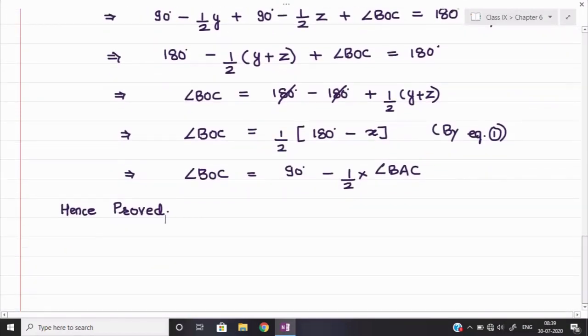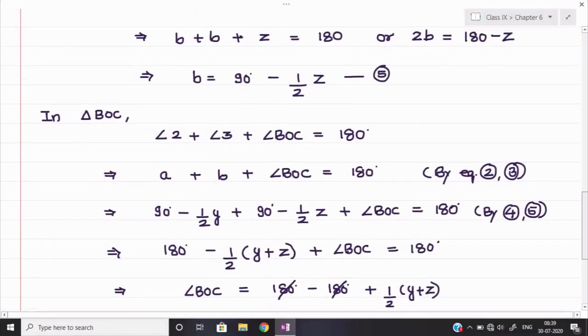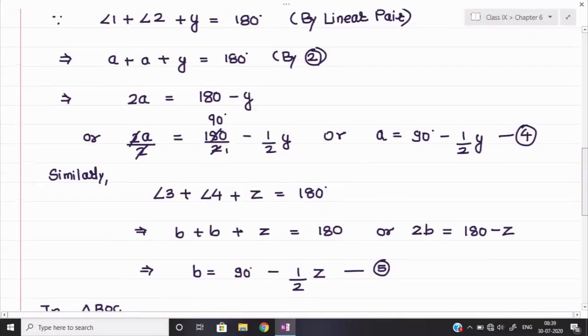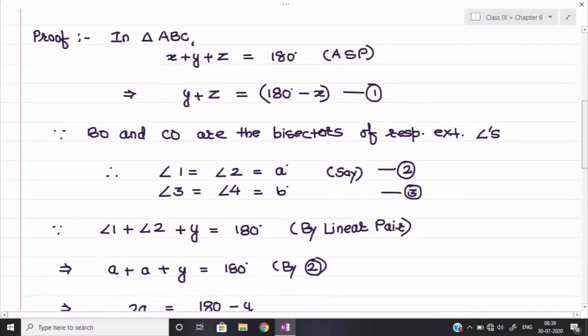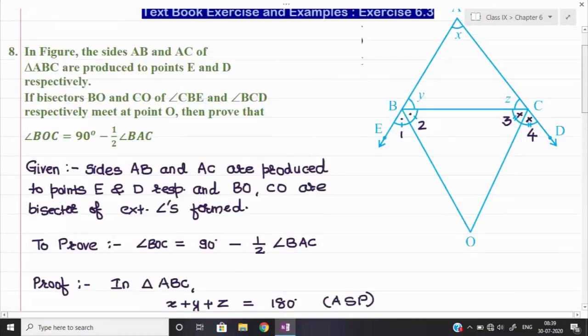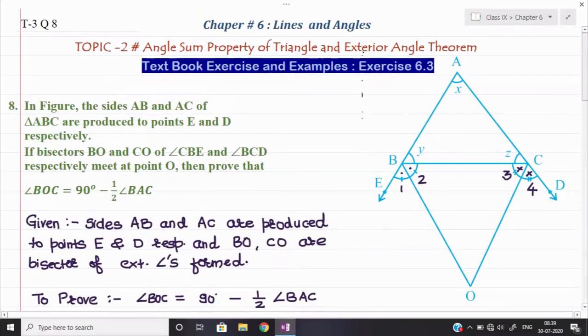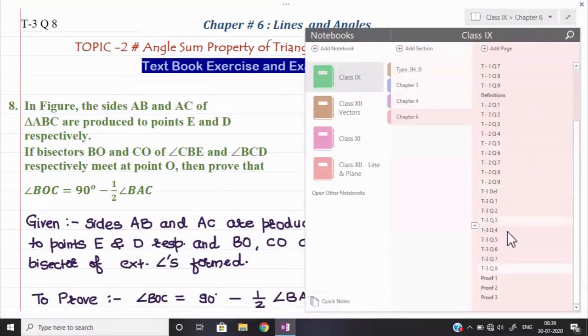So this question you must solve on your own once, then only you would be able to solve it in the examination too. The question is a little longer. Now we are starting the proofs of the theorems. I am taking the first proof, that is vertically opposite angles.